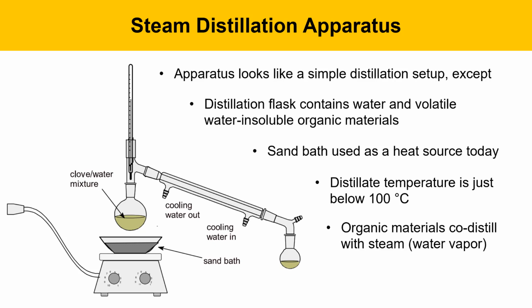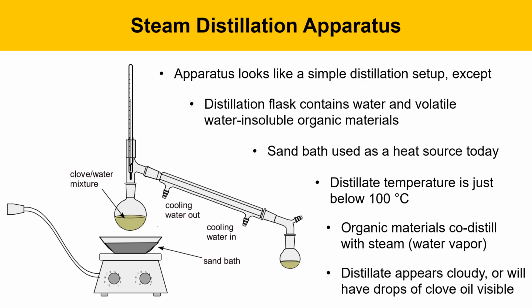The organic materials will co-distill with steam, that's water vapor, and the distillate will appear cloudy or will have drops of clove oil visible because when the liquids condense into liquid form, water and the clove oil are insoluble. So you'll see that two-phase mixture either as a cloudiness or as a floating oil.